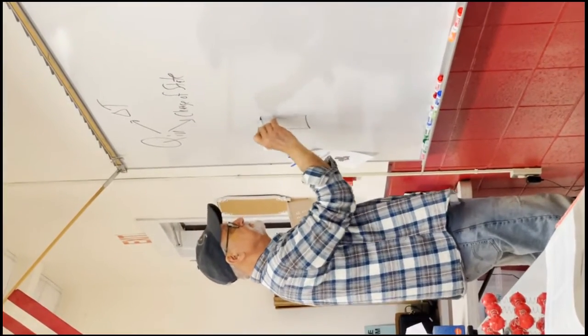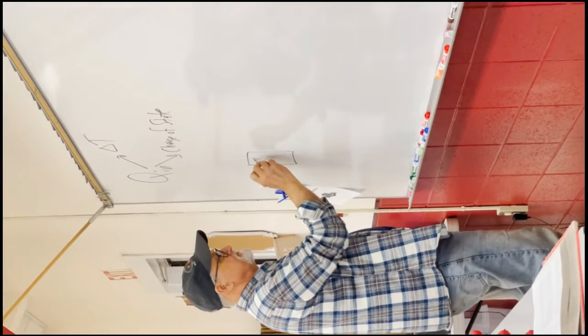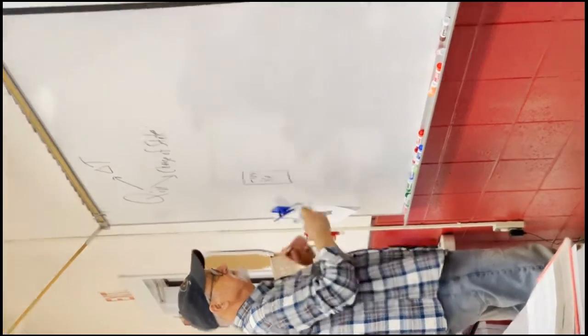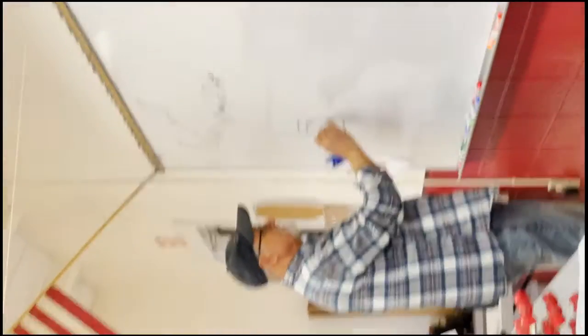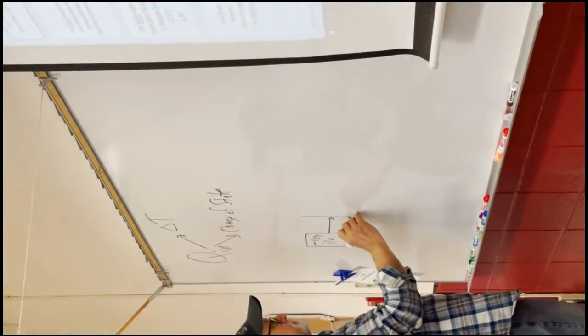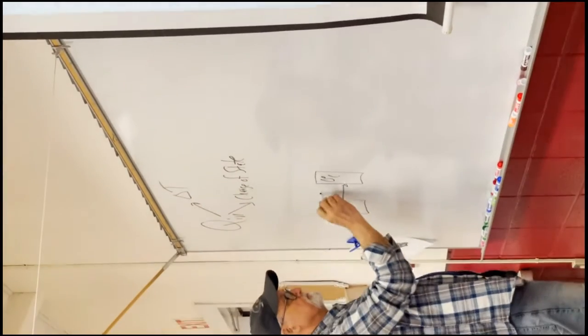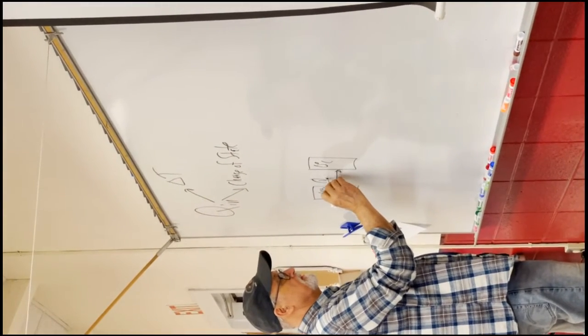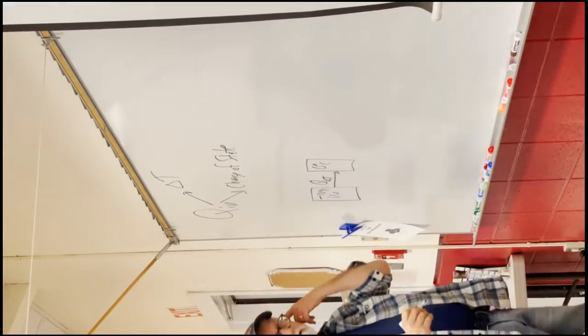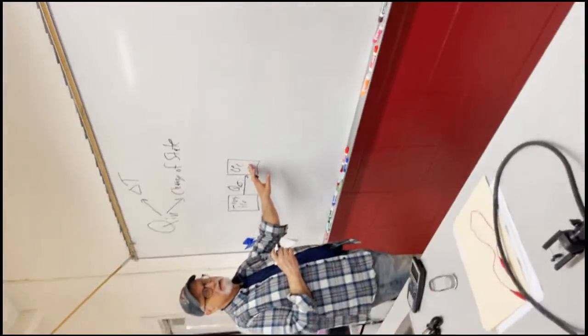If you have solid ice at negative 10 degrees Celsius, before you can melt it, you have to bring it up to 0 degrees Celsius. So the quantity of heat that you put into a block of ice, before it can melt, you've got to bring it up to the melting point.